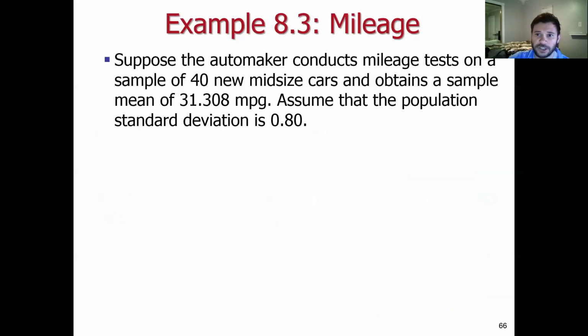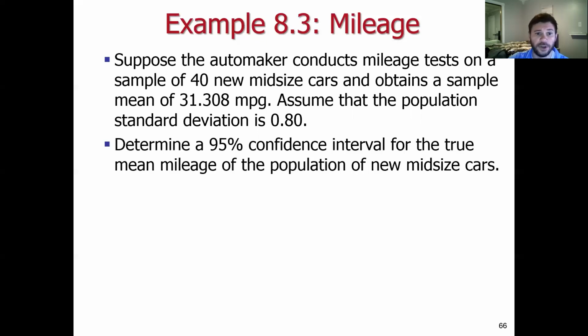here's the situation now. Let's suppose the automaker conducts a mileage test on a sample of 40 new midsize cars and obtains a sample mean of 31.308. And we're going to assume the population standard deviation here is 0.8 miles per gallon. You'll notice the 31.308 point estimate is above that 31 mile per gallon threshold required to receive that tax credit.